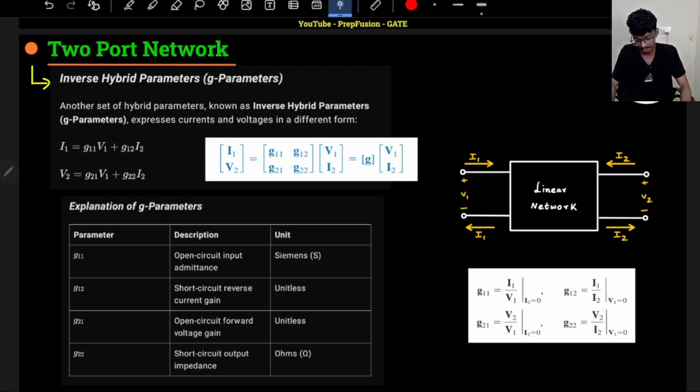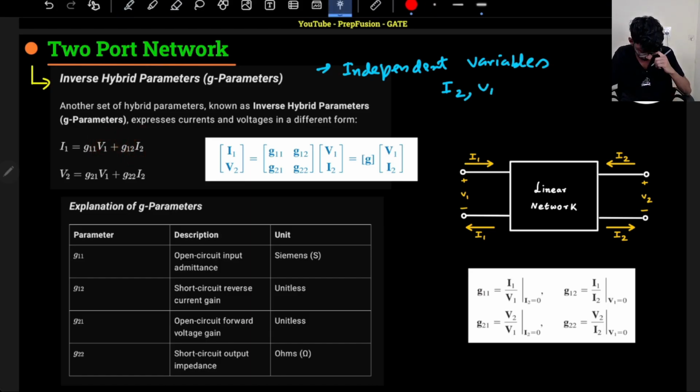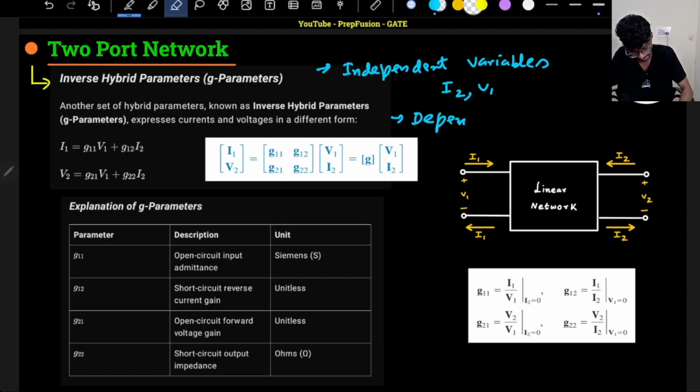So here it will be just the inverse. Here my independent variables will be the opposite. So it will be I2 and V1. If you see, it is I2 and V1. Independent variables are opposite, and my dependent variables are opposite. Dependent variables are basically my V2 and I1.